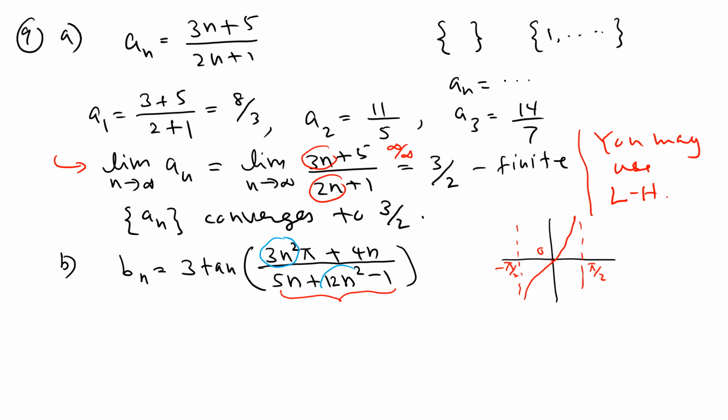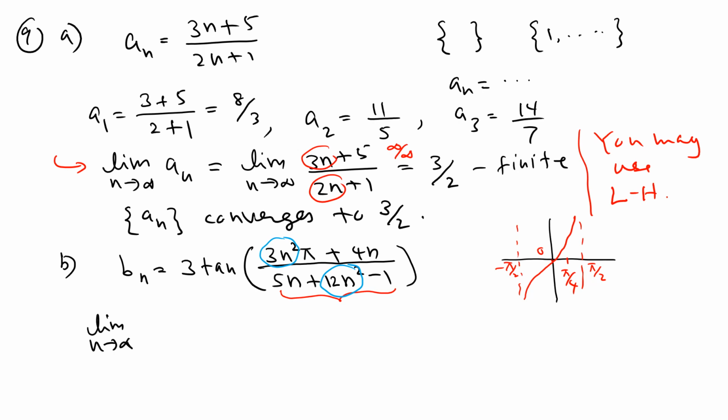So that means the limit is going to be the ratio of the two dominating terms. In this case, the two dominating terms would be 3n squared pi and the other one is 12n squared. If you divide the two, you get pi over 4. So pi over 4 is there. So that means the function is continuous at that point. So what you can do is bring the limit inside. So that's what happens. These are the steps.